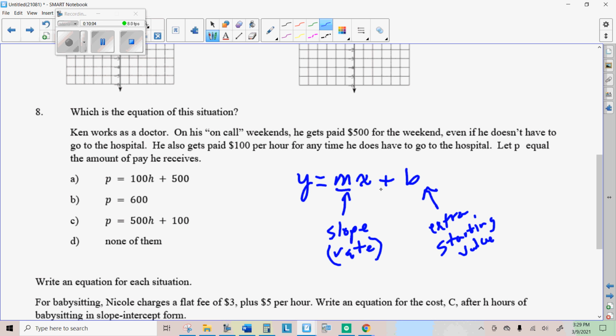Okay, so the fact that this doctor gets $100 per hour, that's his rate of pay. So that goes where the m is. All right, so we need a coefficient of 100. And the only equation that has a coefficient of 100 is this first one. Now notice that we added 500 because he just gets paid that once for the weekend. Okay, so that's going to get added on to his $100 per hour for pay.